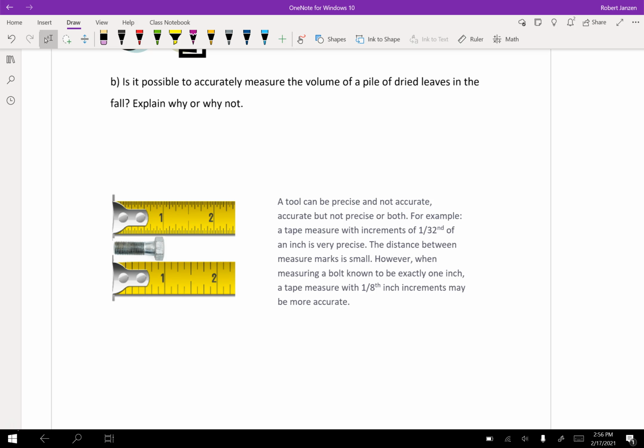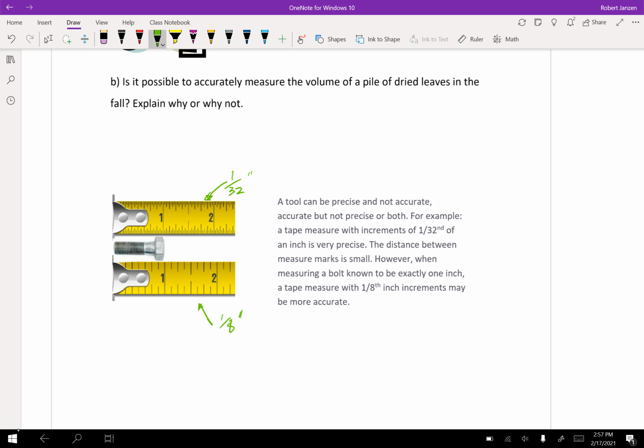And this last example, a tool can be precise but not accurate. So take a look at this. This one is more precise. This one is less precise. You can see why. There are more lines in it. These are 1/32 of an inch, and these are only 1/8 of an inch. So one is more precise. The distance between measure marks is very small.